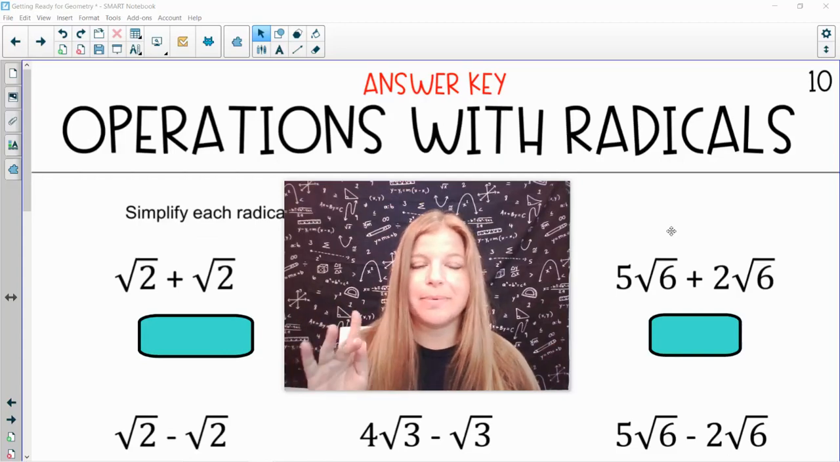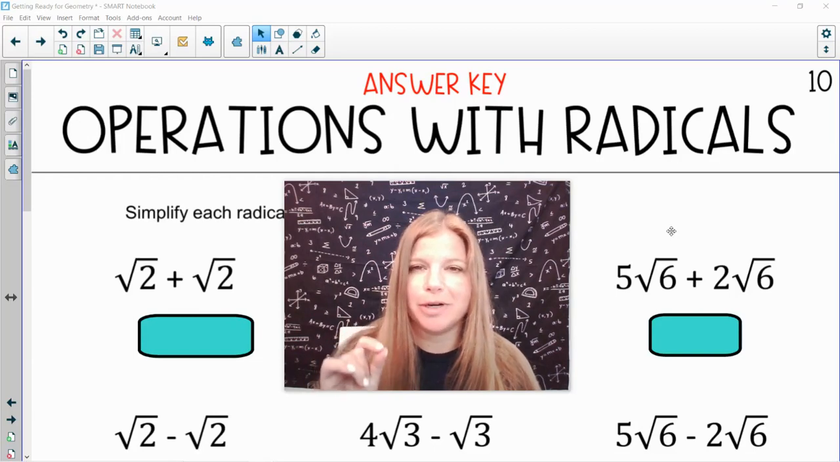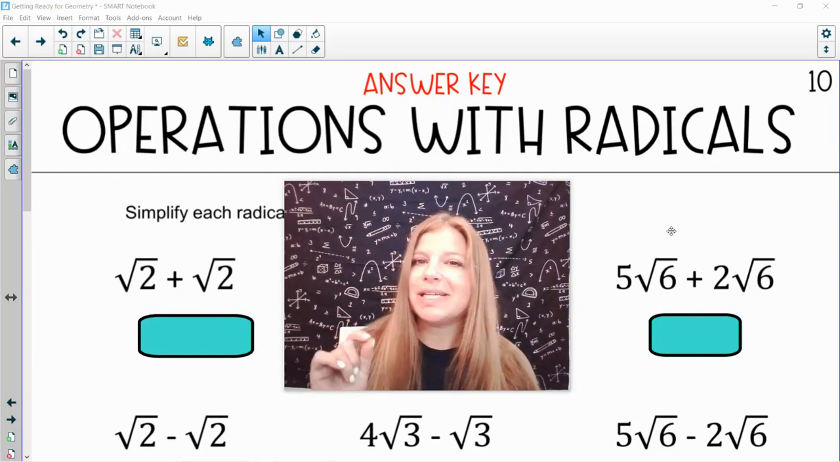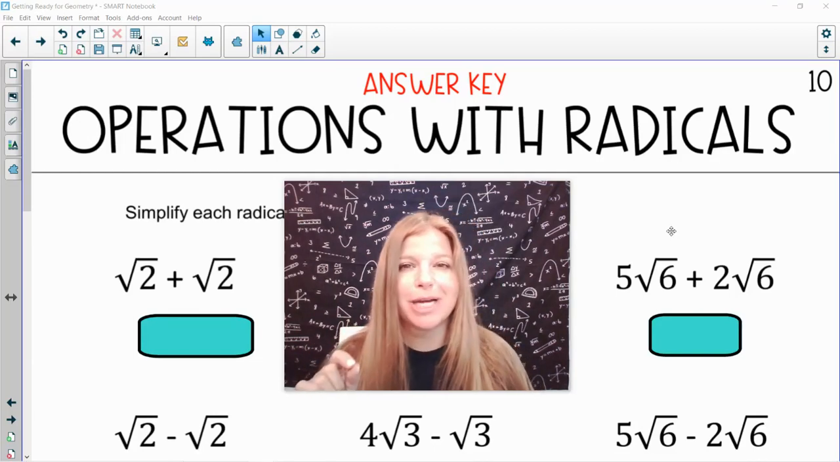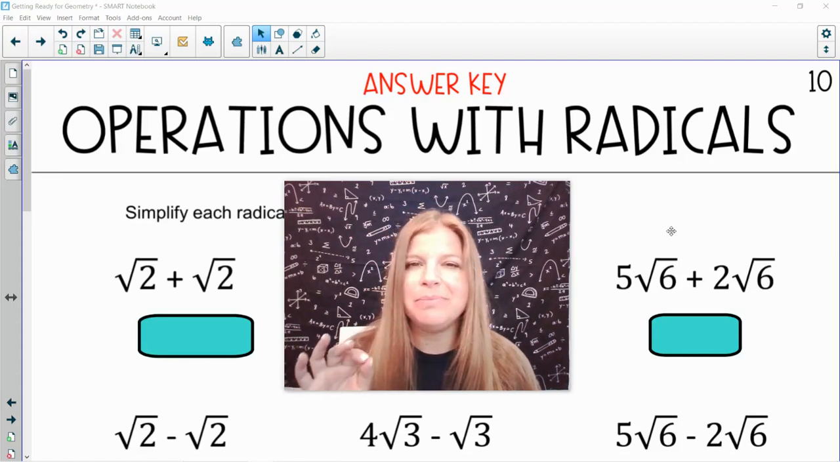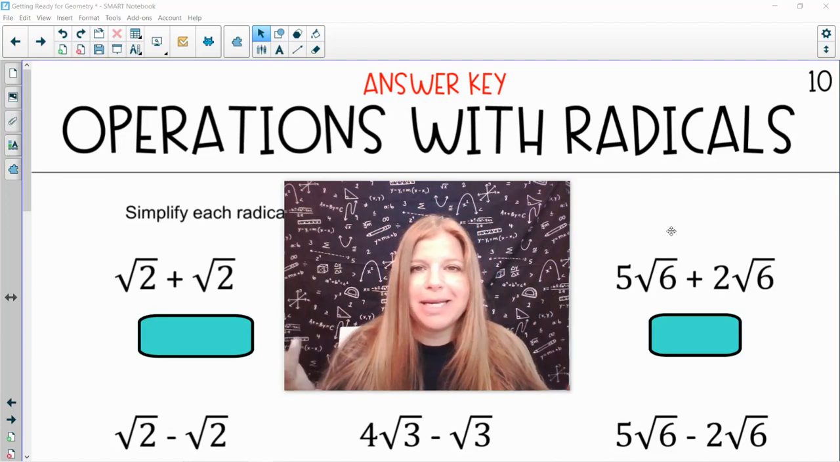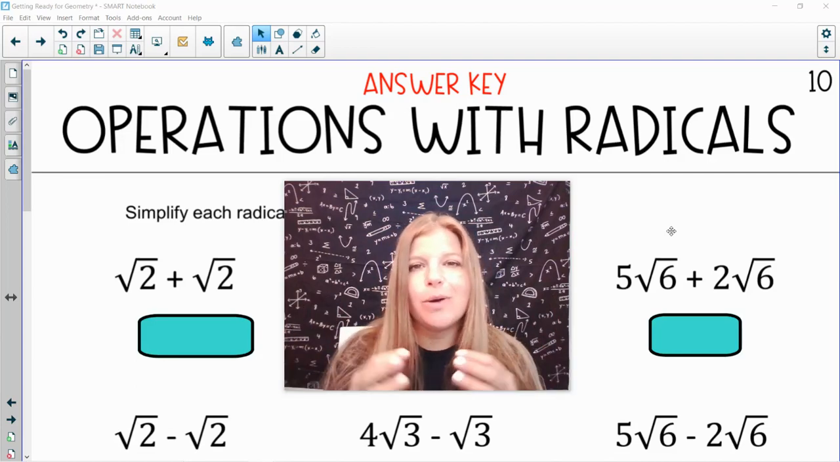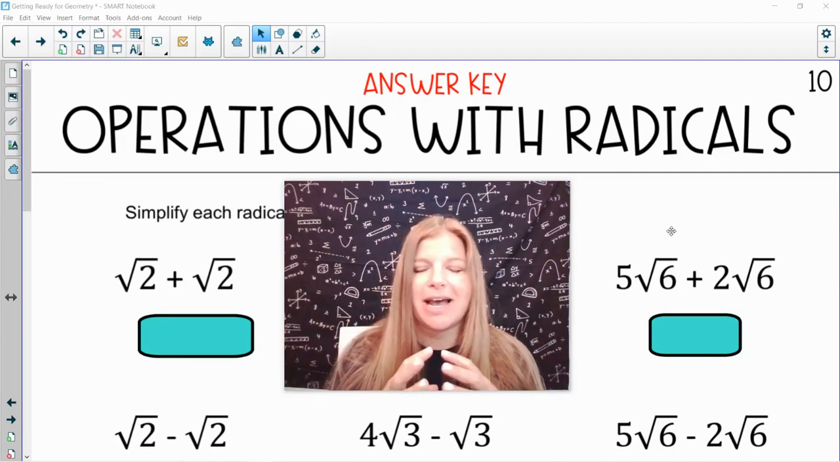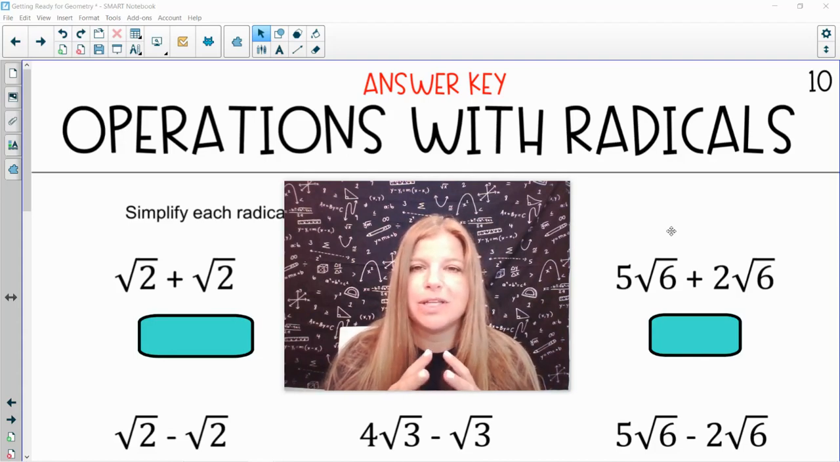Okay, next step. After we know how to simplify radicals, now we need to know how to do operations with radicals. So we need to know how to add them together, subtract them, what the rules are, and basically the rules are we treat them just like combining like terms with variables. You can only add or subtract radicals if they have the same radicand. And remember, radicand is just the fancy word for the number that's underneath the radical symbol. So if those are the same, then we can combine them.